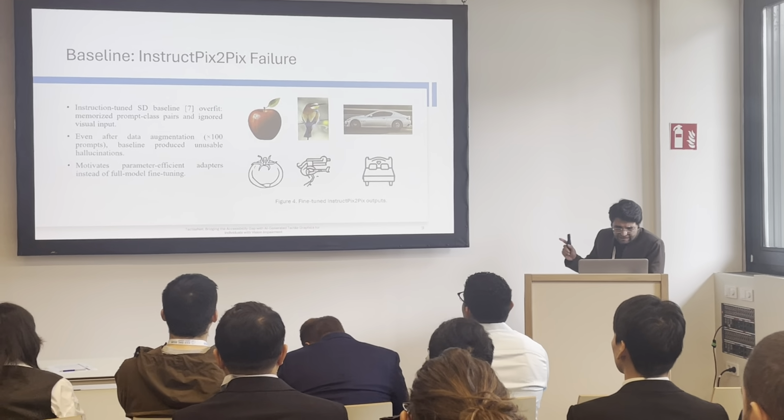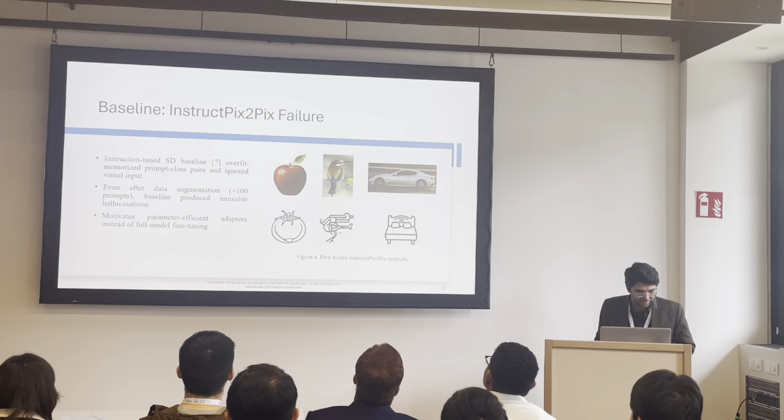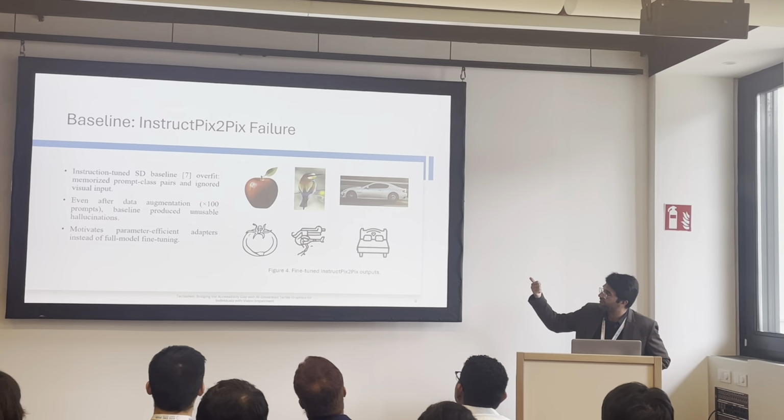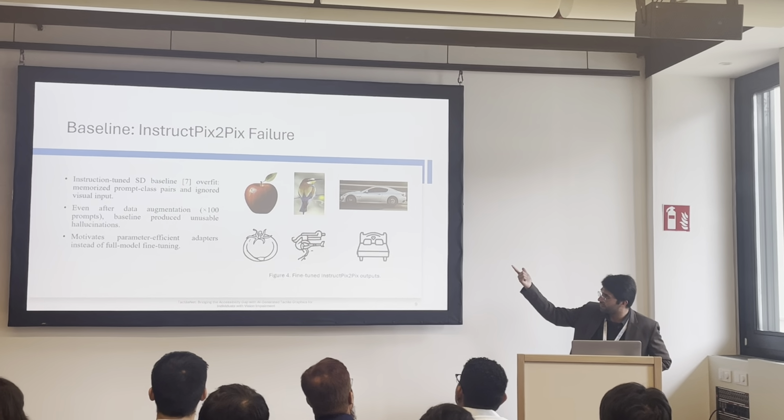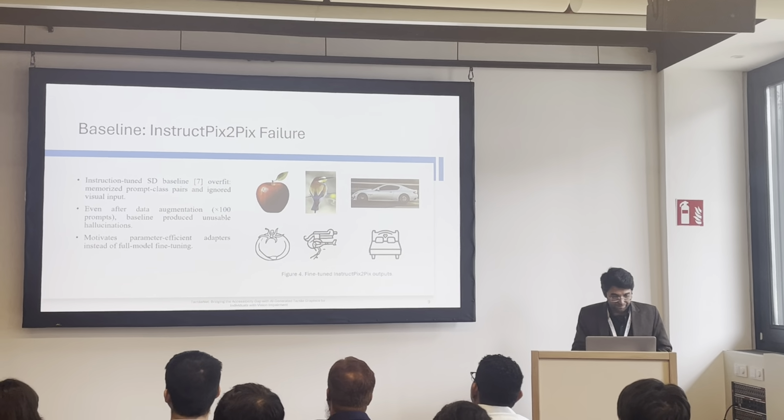the class prompt pairs. So even after augmentation, like we multiplied the given prompt set by 1000 to basically make augmented versions of the given images and text prompts, still it had these undesirable effects where it was just confusing apple with tomato, for example. And this is why it motivates the parameter-efficient adapters instead of using a full-fledged one generalizable model, which is of course the future work.